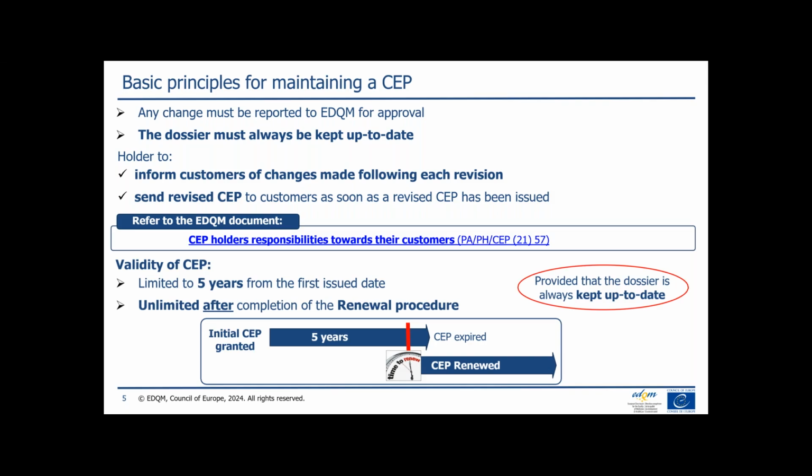So once the initial SEP is granted, it is valid for 5 years after the issuing date. And then there is a renewal procedure after which the SEP is basically unlimited, provided that the dossier is always kept up to date.